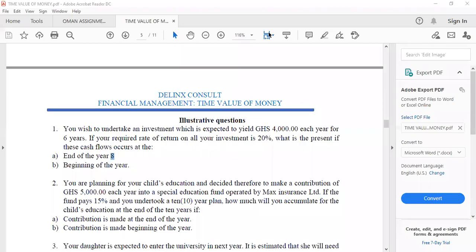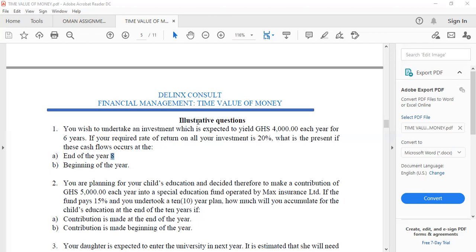The next one says at the beginning of the year. So at the beginning of the year, what are we going to do? Joycelyn, what are we going to do at the beginning of the year? We're going to calculate for annuity due today. It's the same formula, but we are going to do something to the 4,000, isn't it?